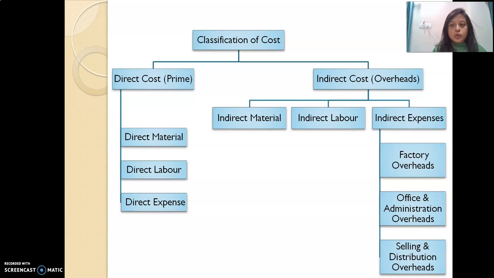Direct costs are those costs which are directly related with the product and which can be easily or conveniently identified from the product. Indirect costs are those costs which are related with the cost of the manufacture or product, but they cannot be easily or conveniently identified from the product.